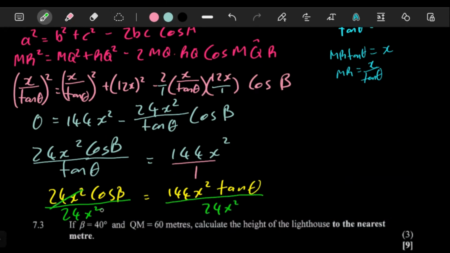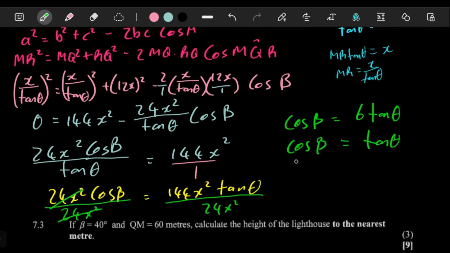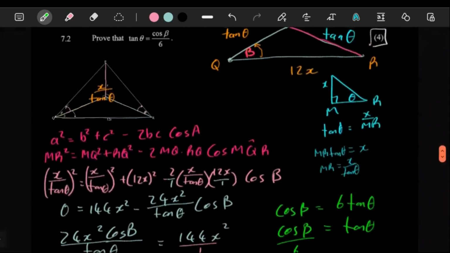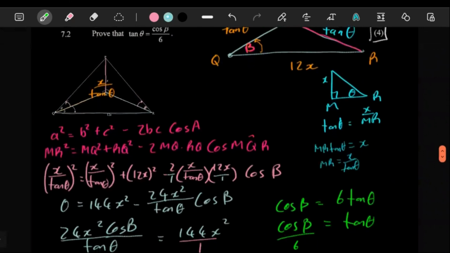So fortunately this all goes away. 144 divided by 24, I hope that's a 6. I hope it is a 6. Ooh, it is a 6, ladies and gentlemen. So this is going to be cos b equal to 6 tan theta. And because we want tan theta on its own, tan theta is equal to cos b over 6. That's the way.